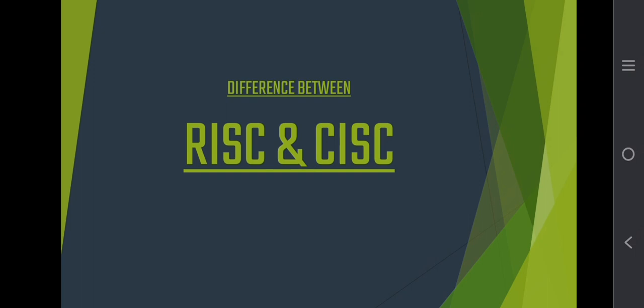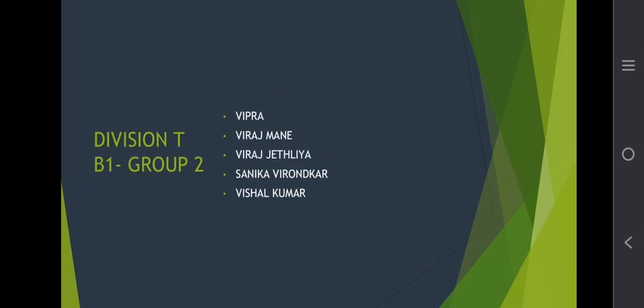We here from Group 2 Division T present the difference between RISC and CISC. Group 2 consists of Vipra, roll number 6, Viraj Mane, roll number 7, Viraj Jetlia, roll number 8, Sanika, roll number 9 and Vishal Kumar, roll number 10. From here, my friends and I are going to present the difference between RISC and CISC. We'll let you know what is RISC and what is CISC. So please watch the complete video to understand and gain some knowledge.